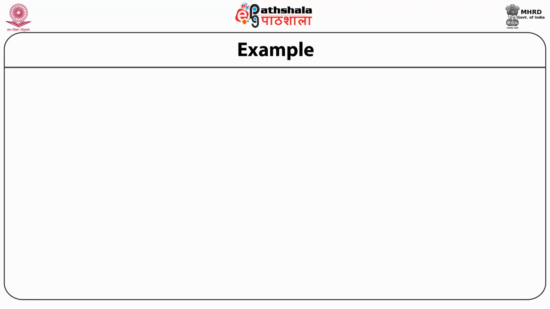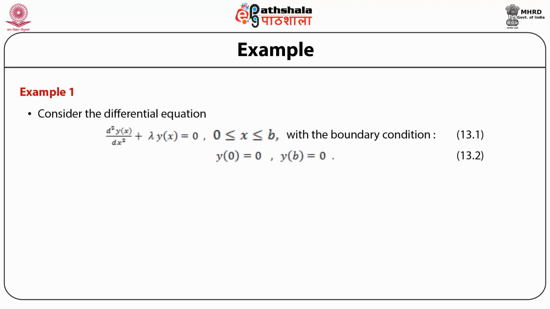We will now illustrate with the help of examples how a complete solution of a differential equation is obtained when the boundary conditions are specified. We consider a simple second order differential equation, d²y(x)/dx² plus lambda y(x) equal to 0, where x lies in the domain from 0 to b, and the boundary conditions are simple, of the Dirichlet type: the value of the function at the boundaries is equal to 0, that is, y at a is 0 and y evaluated at b is 0.